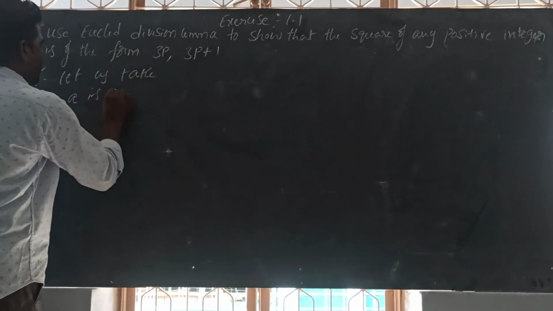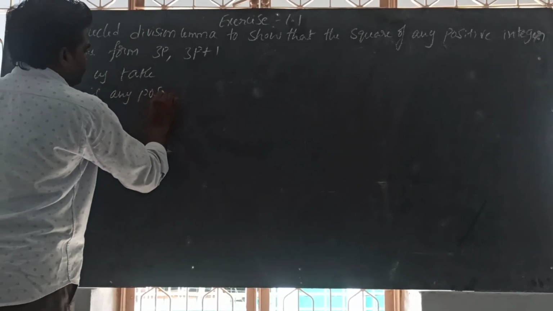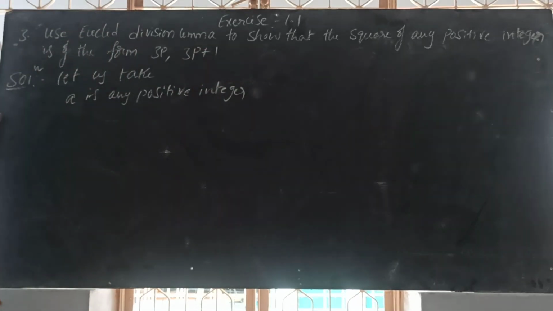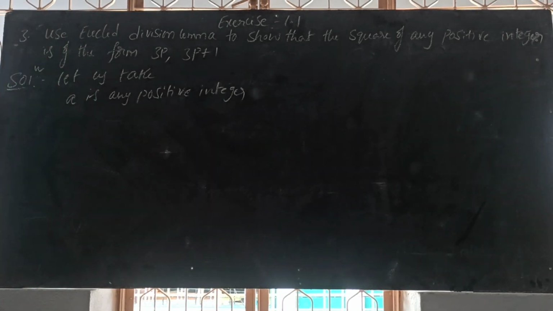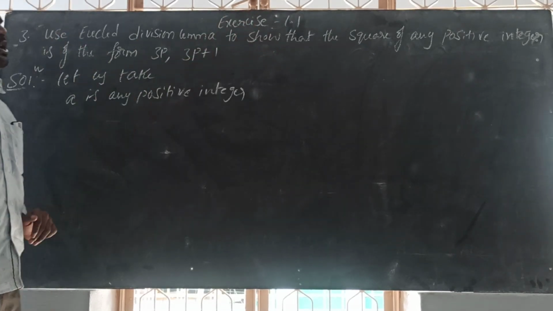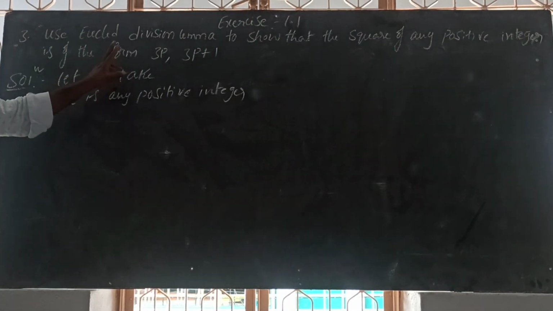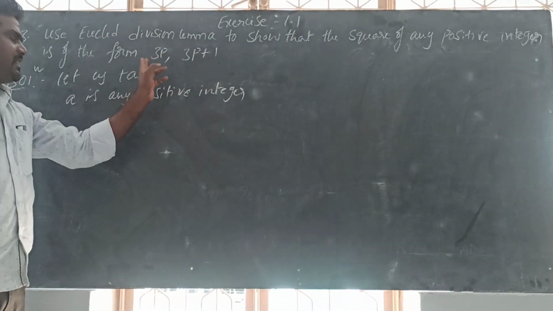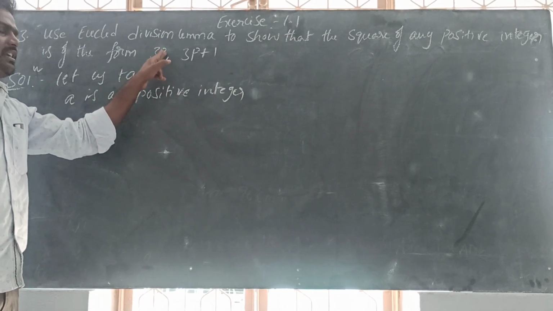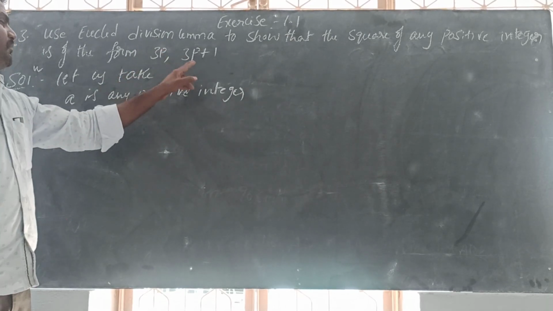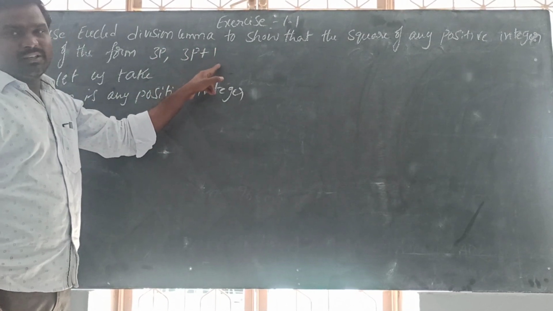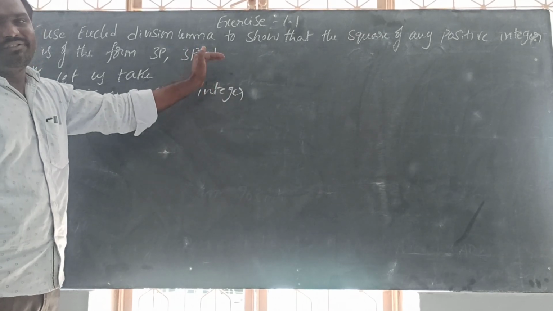A is any positive integer. What they are asking is to use Euclid division lemma to show that the square of any positive integer is of the form 3p plus 1. 3p means 3 into p, that means the number which is a multiple of 3, or the number which is a multiple of 3 plus 1. So multiple is nothing but divisible.